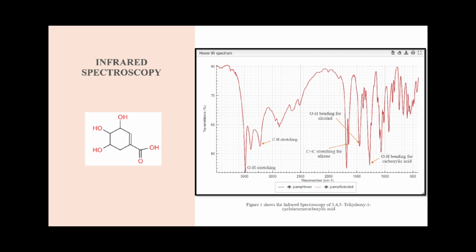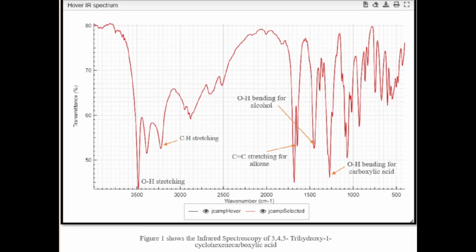For the infrared spectroscopy, this is the IR spectrum for 3,4,5 trihydroxy 1 cyclohexene carboxylic acid. The graph shows a spectrum in transmission mode. It depends on the relative intensity in the IR spectrum. At the first peak, which is OH stretching, it absorbs a lot of frequency and has signals. That's why this peak has narrow peaks or bands. A broad peak by OH bands is found in alcohols only and carboxylic acid, as shown in figure 1.